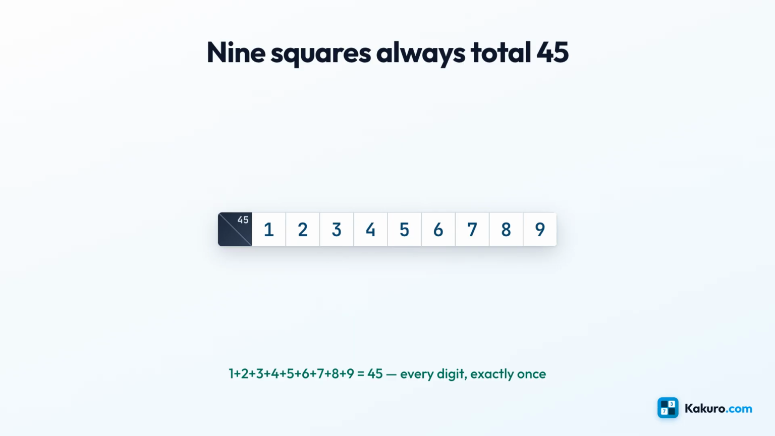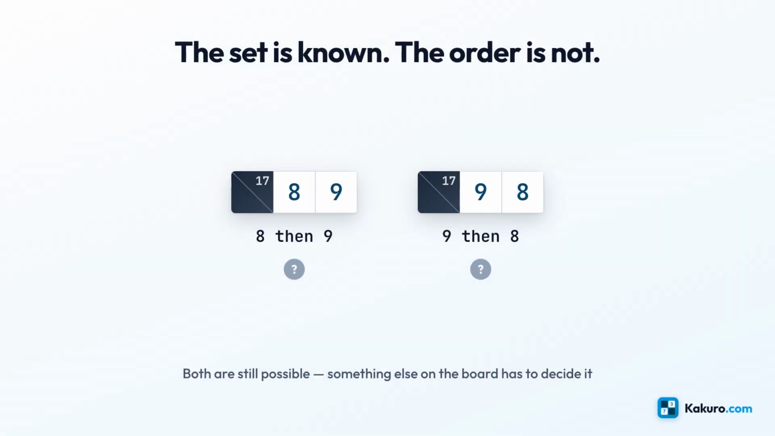And one more, which is the most satisfying of all. A run of 9 squares must total 45, because it has to contain every digit from 1 to 9 exactly once. Now, be careful about what a locked total actually tells you. It tells you which digits are in the run. It does not tell you what order they go in. 17 across 2 squares is an 8 and a 9, but which one comes first is still an open question.